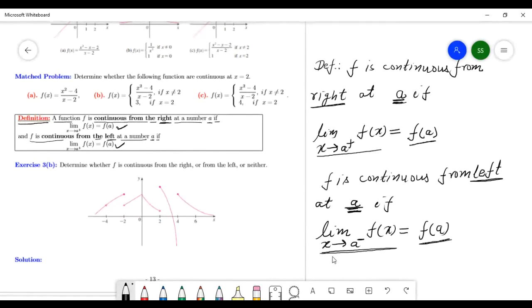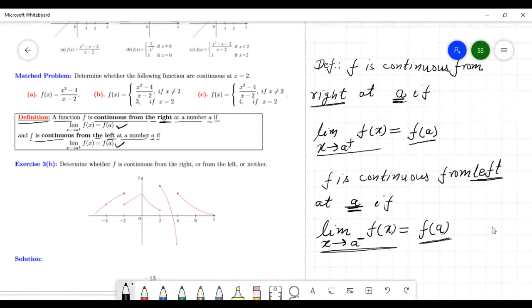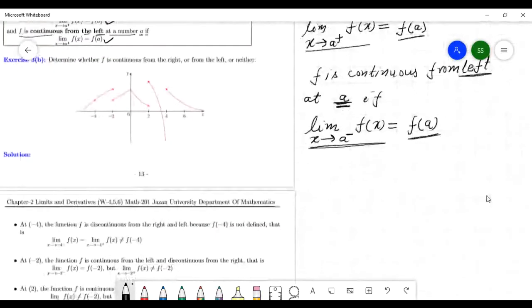I will give you an example here. This is the example, this exercise. Determine whether function f is continuous from the right or from the left or neither. Okay, you have to check this. Function f is continuous from the left or from the right or neither. Okay, so definition here. Let me check here.